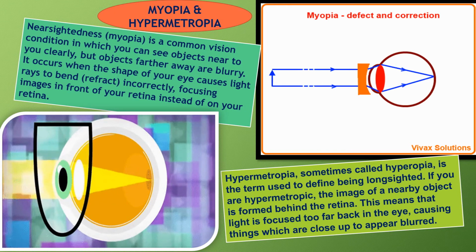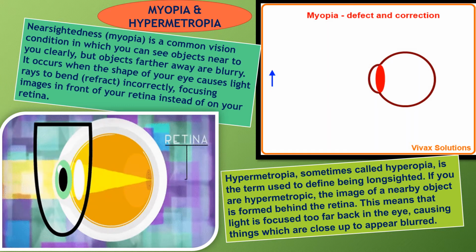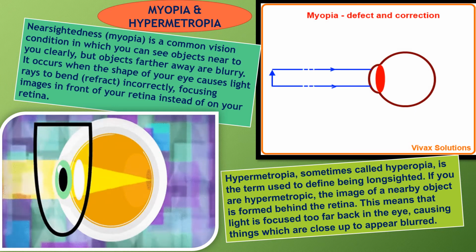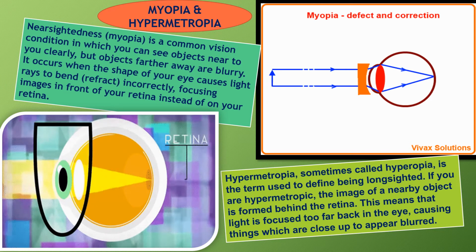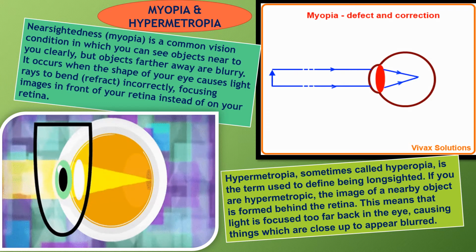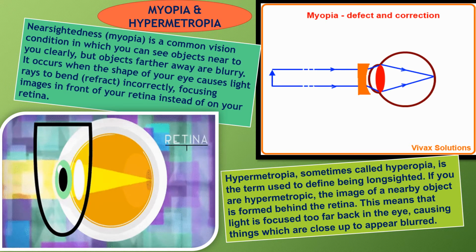Now the next one is hypermetropia, sometimes called hyperopia, the term used to define being long-sighted. If you are hypermetropic, the image of a nearby object is formed behind the retina. This means that light is focused too far back in the eye, causing things which are close up to appear blurred. You can see the diagram.